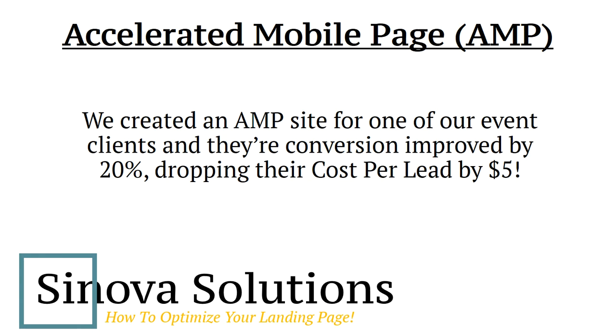So we did this for a client probably about a year and a half or 2 years ago, where we took them from a simple traditional WordPress site and created an AMP site, and it literally improved their conversion by 20%. I mean, that was the only change we made. All the text was the same, the call to action was the same, the colors, the font, everything was the same. But the conversion improved by 20% because I wasn't losing people due to a long load time. This dropped their cost per lead by $5.